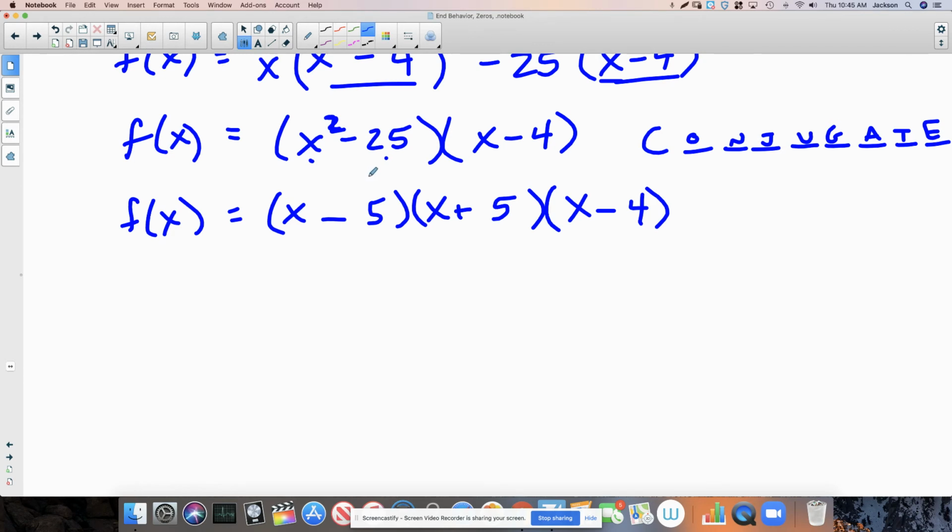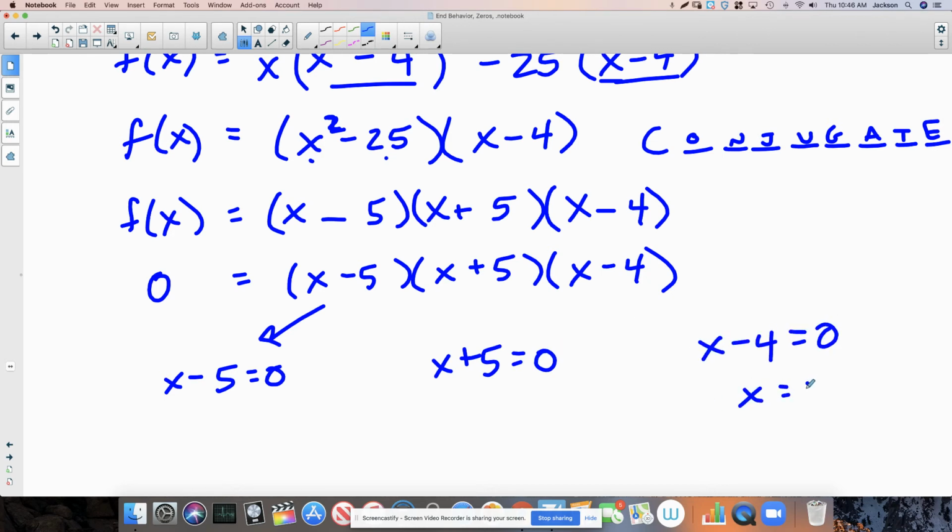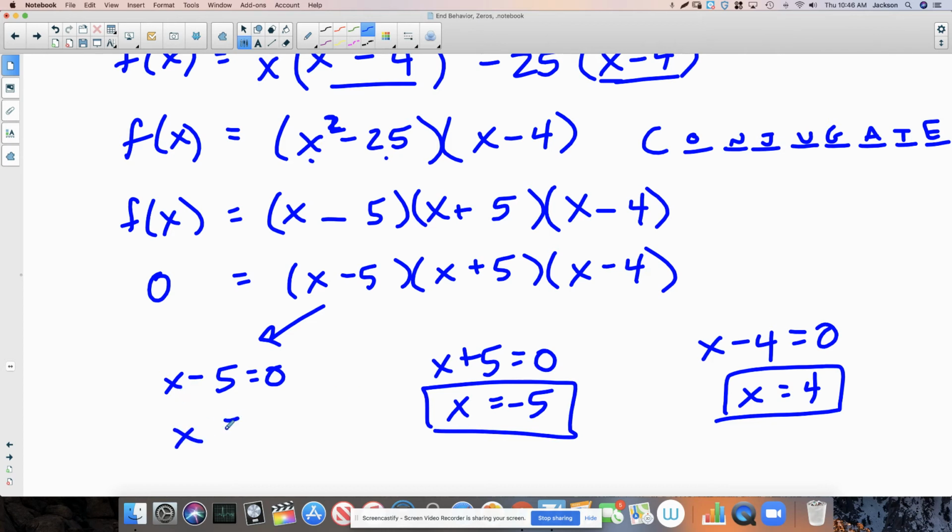Now, we could do this the long way, and we could set this equal to 0. If we set it equal to 0, then each one of these factors is equal to 0. So x minus 5 equals 0. That means x plus 5 equals 0. It also means x minus 4 equals 0. And we solve each one of these separately. This is always possible when you have your factored function: set each factor equal to 0.